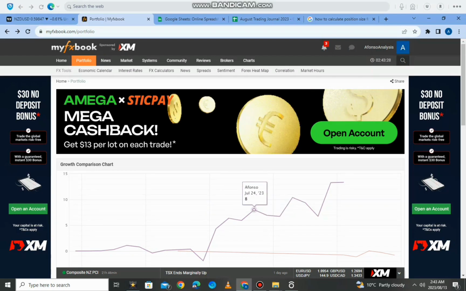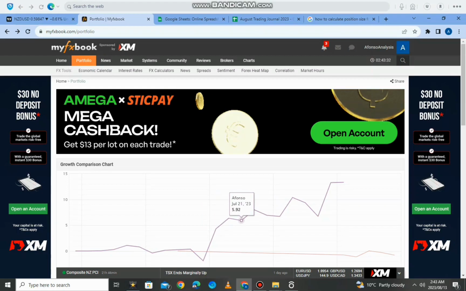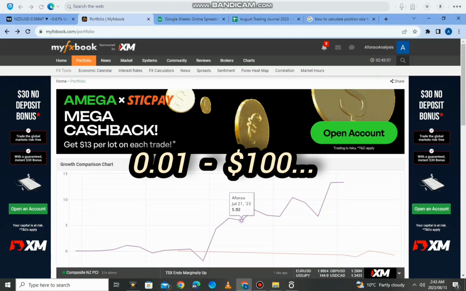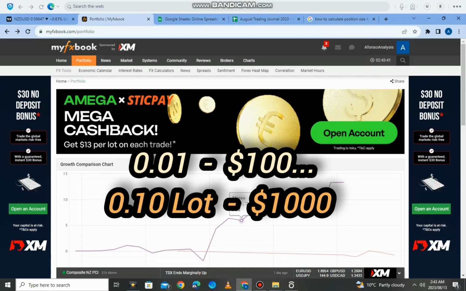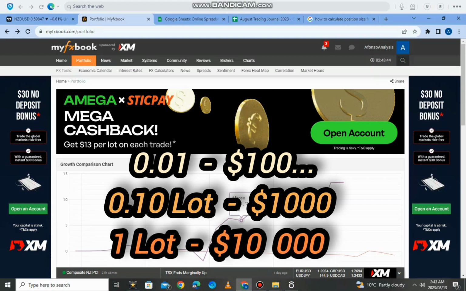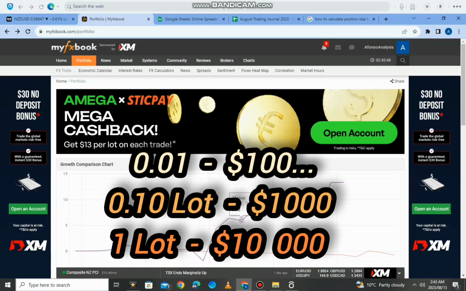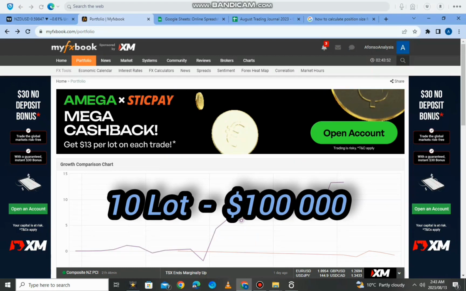Now, the general misconception that we get when we're still trying to figure out this trading business is to risk a 0.01 if you are trading a $100 account or less, or risk a 0.10 if your account is $1,000, or trade a one lot size if your account is at $10,000, or multiply that by 10 and risk a 10 lot size if you are trading $100,000.